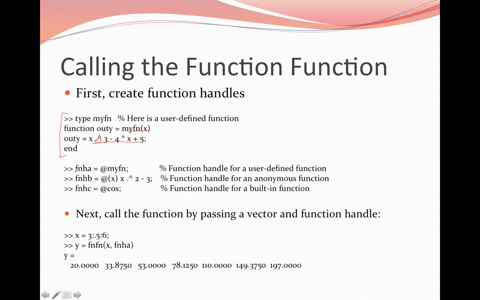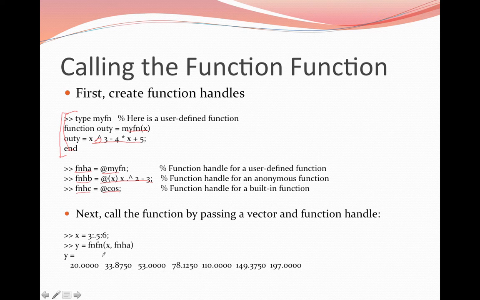So first of all, I'm going to create three function handle variables. I'll call them function handle A, function handle B, and function handle C. Function handle A is going to be the handle of this function up here that I've just created, myfn. So it's the function handle for a user-defined function. Function handle B is going to be the handle of an anonymous function that I've just created here that gives me x squared minus 3, where again x could be a scalar or a vector. And function handle C is going to be the handle of a built-in function, in this case the cosine. So I have three function handle variables.